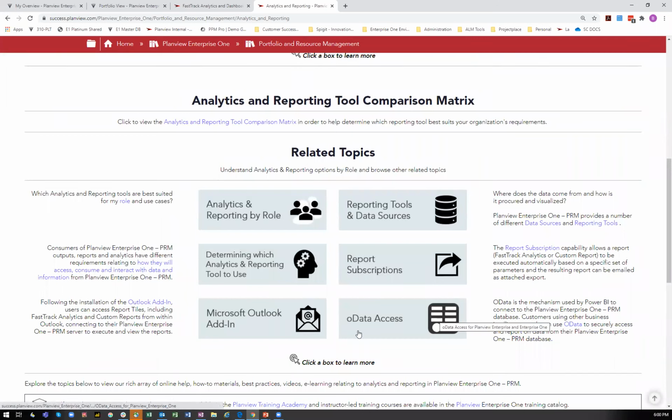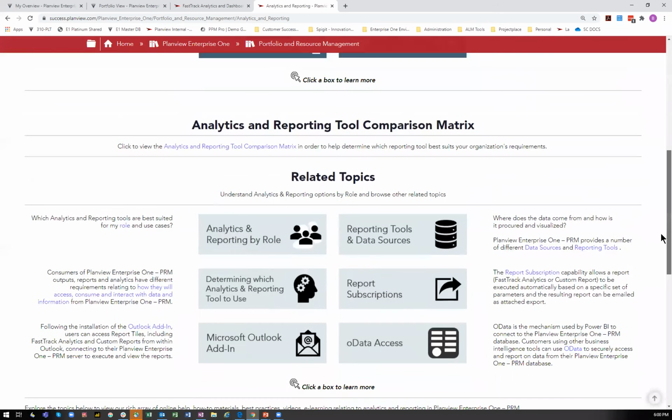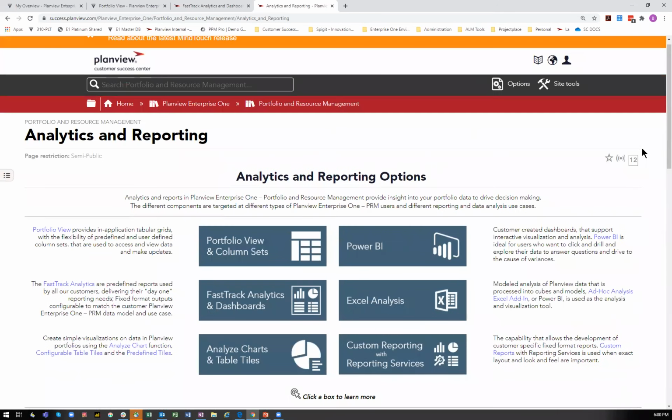And most importantly, if you're not a Microsoft-oriented Power BI or Microsoft-oriented business intelligence operation, in other words, you use a different BI platform, we do provide OData access to be able to get to the data and build your own content using your business intelligence tools of choice. The takeaway is that Planview provides, unmatched in our industry against our competitors, the best analytics and reporting capabilities that are available.